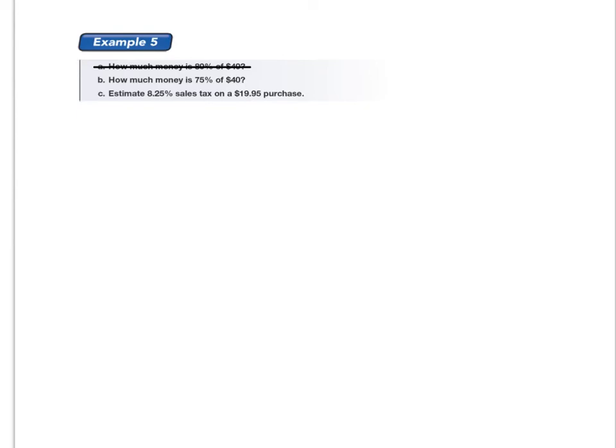Example 5. I'm skipping part A. We're going to do part B and part C. Part B says how much money is 75% of $40? Well, again, 75% of just means 75% times 40. You can do this any number of ways, but I need to convert 75% into either a decimal or a fraction to be able to multiply it by this. So that's my first step.